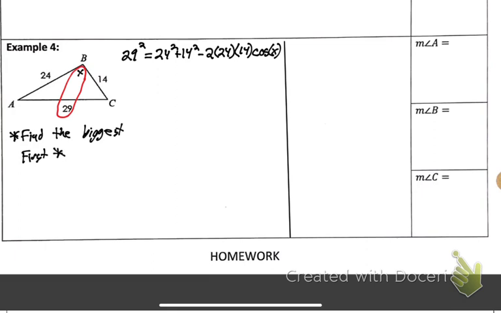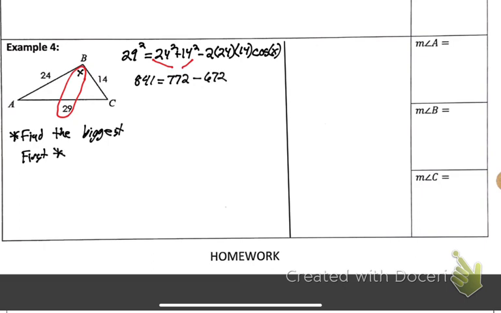29 squared, what does that equal? 341. Did I do that right? 841. That makes a lot more sense. All right, now what happens when I combine 24 squared plus 14 squared? What do I get out? So 24 squared plus 14 squared is 772, minus, and now I have 2 times 24 times 14. What does that come out to be?